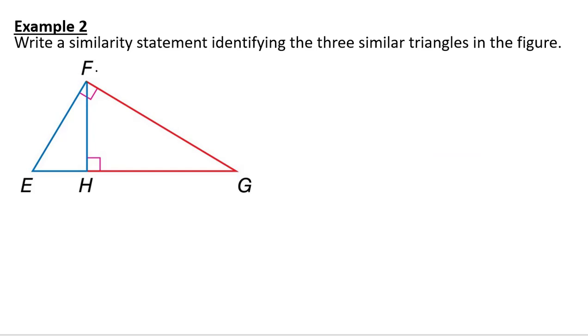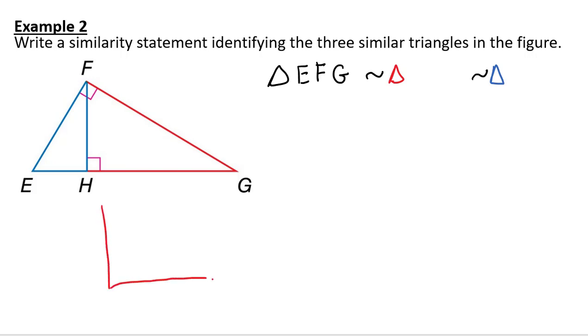Okay, so write a similarity statement. So again, we're writing a similarity statement. And we have one triangle similar to a triangle that's highlighted in red, and that's going to be similar to a triangle that's highlighted in blue. So the big main triangle is EFG. And then I have a blue triangle. I'm sorry, I'll do the red triangle first. So I'm going to break down that red triangle, and I'm going to redraw it.